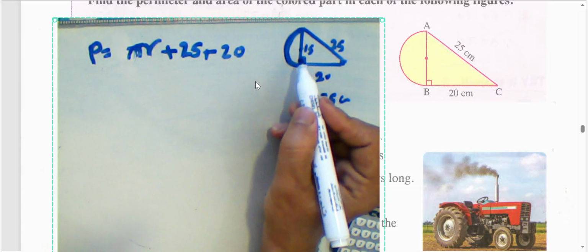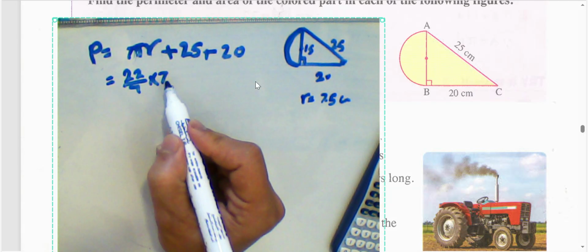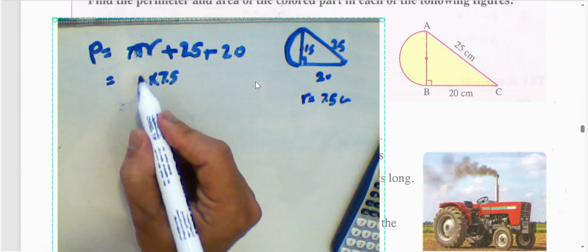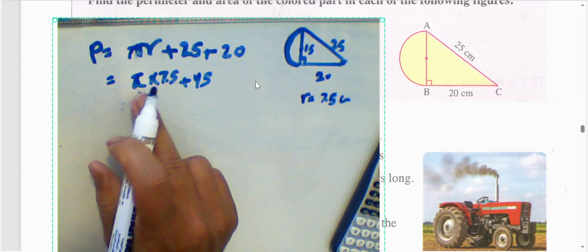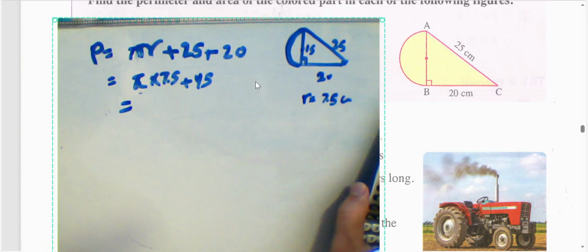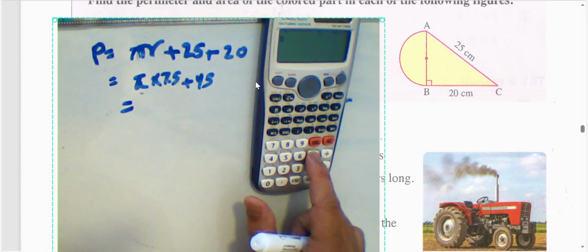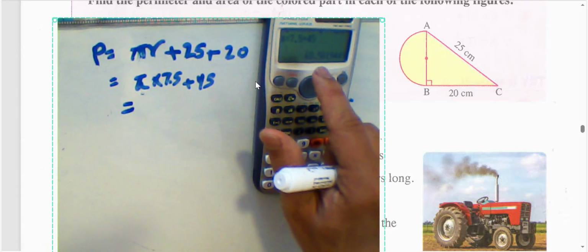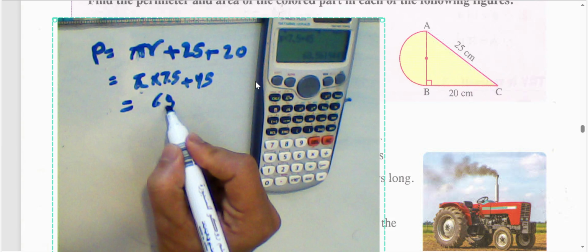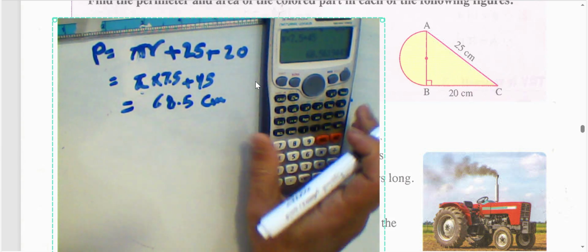Then the radius 7.5. Then the perimeter equals 22 over 7 times 7.5, or you can use calculator, write pi here, times 7.5, plus 25 plus 20, it will be 45. You can use calculator to find the answer, write shift and pi button, times 7.5 plus 45. Then the result will be 68.5 centimeter only.